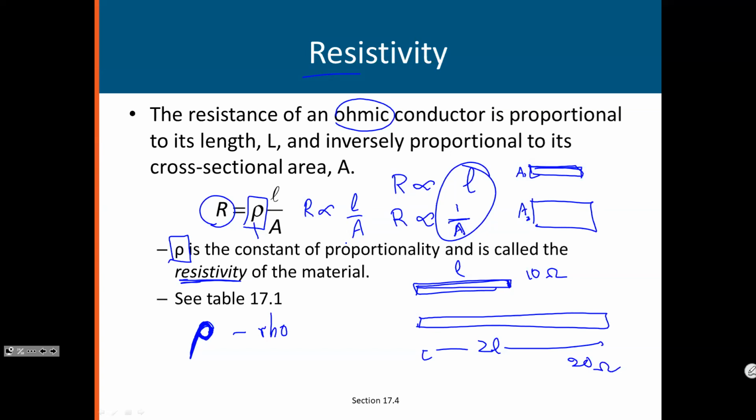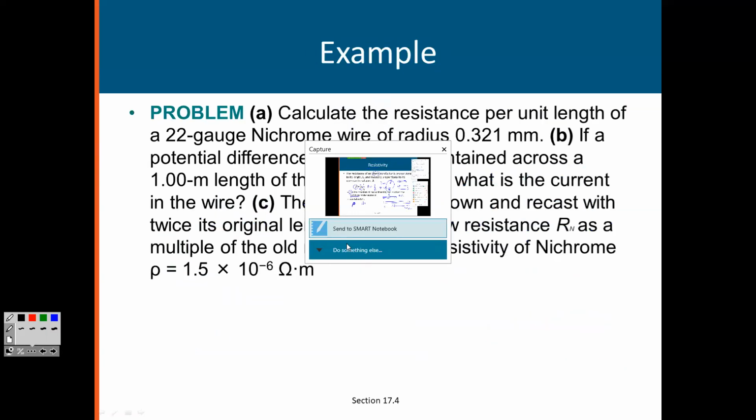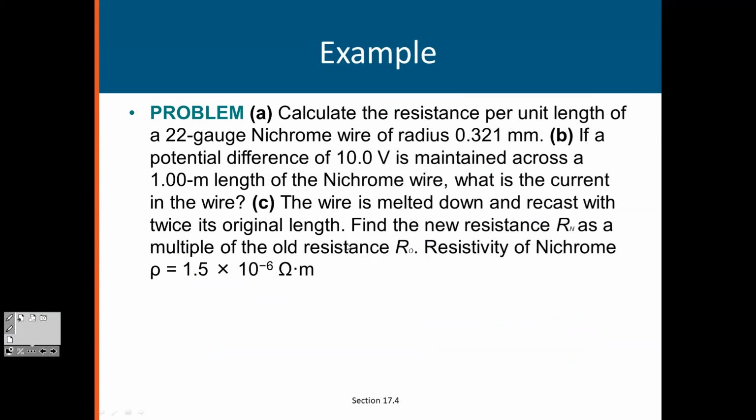Okay. Let me repeat the whole thing again. Oops. Well, what's this capture? No, I don't want to capture. Not very clear. Okay.